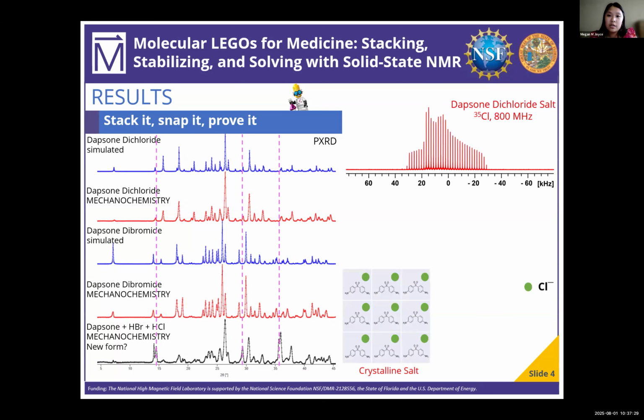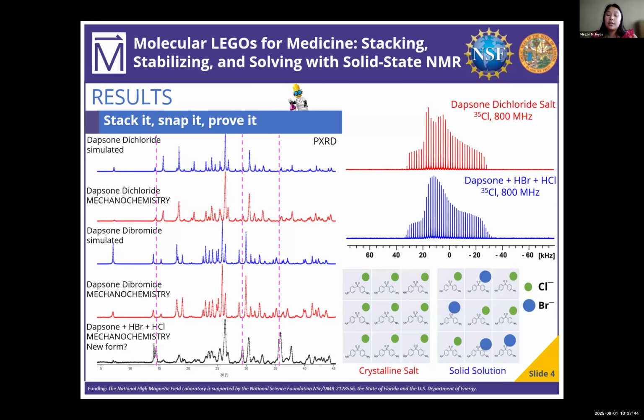In a crystalline salt, such as the dapsone dichloride, the chloride ions are all in the same local environment. So this is what yields these sharp defined peaks or horns, as you can see in the red spectrum. Whereas in a solid solution, bromide ions randomly substitute in the crystal lattice, causing volume displacement within the cell. Because bromine is larger in atomic size than chlorine, this is what causes the broadening of the blue spectrum, or the roundness that you can see in comparison to the red one.